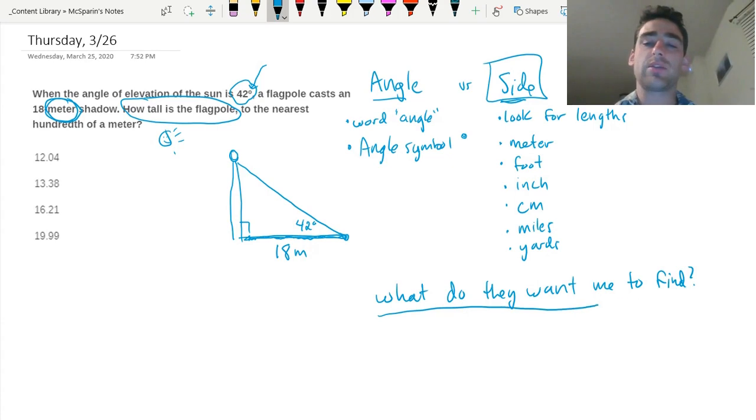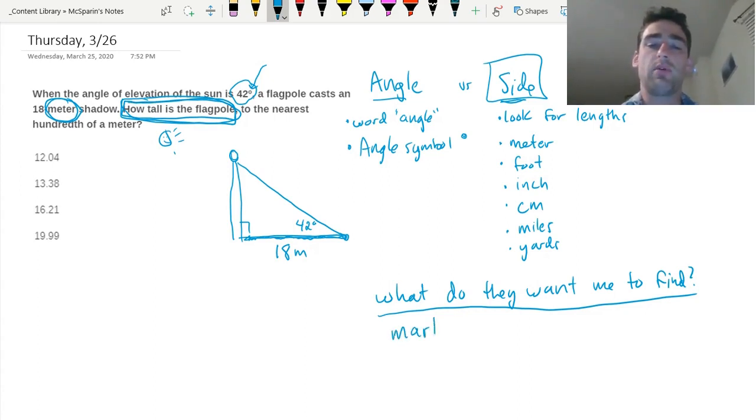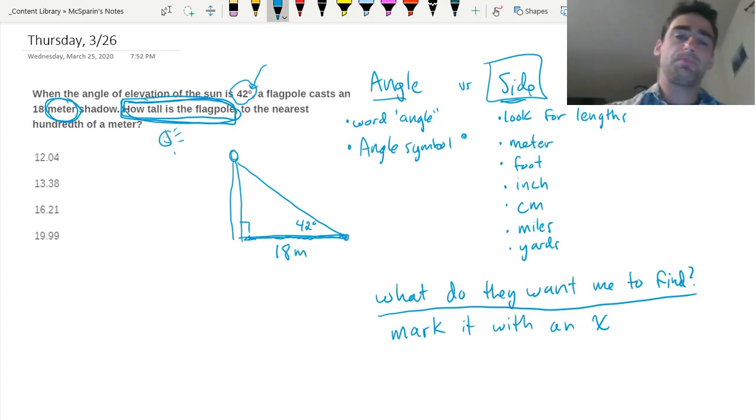If you can't answer that question, it is hard to do word problems. So in this, what do they want me to find? Well, they want me to find how tall is the flagpole. That's the question. So once I know what they want me to find, I'm going to mark it with an X right there.